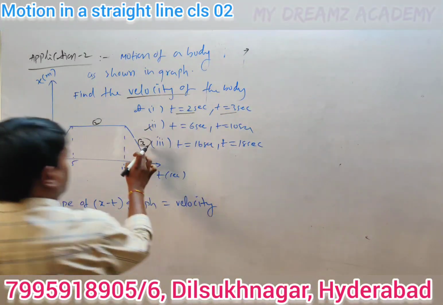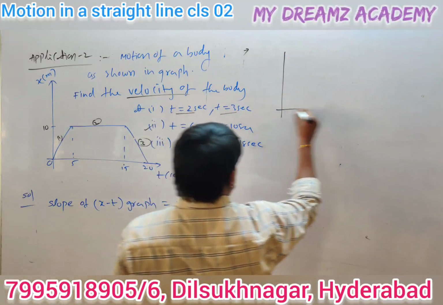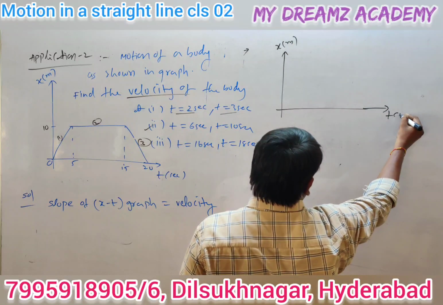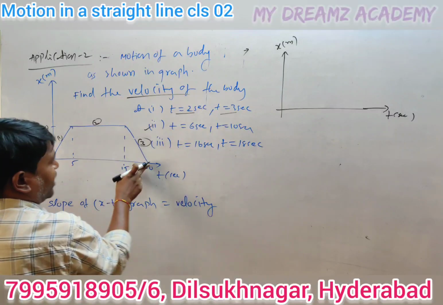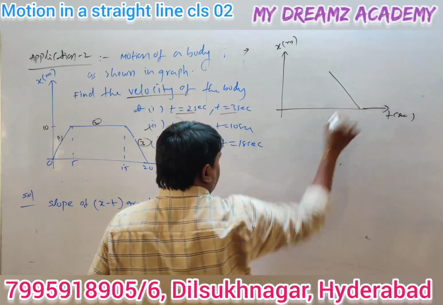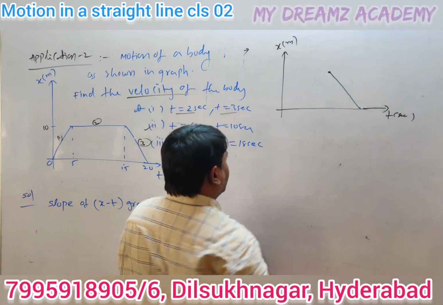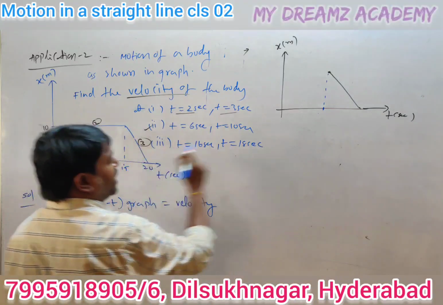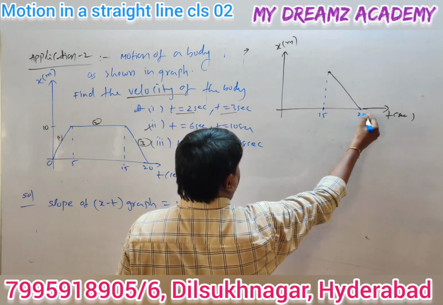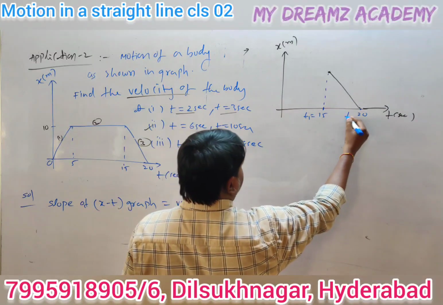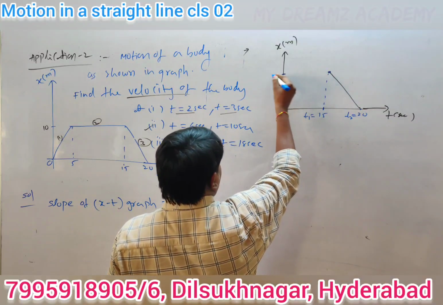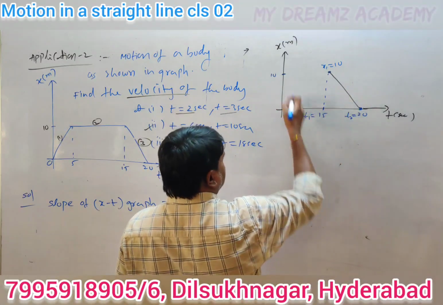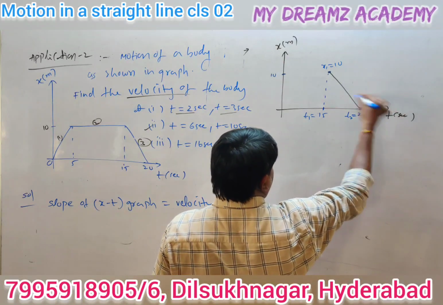This is the third part of the curve. x is in meters, t is time in seconds. It starts here and ends here. Call the start time t1, whose value is 15, and the end time t2, whose value is 20. The x1 value is 10, and the x2 value on the x-axis is 0. So x2 value is 0. Right.